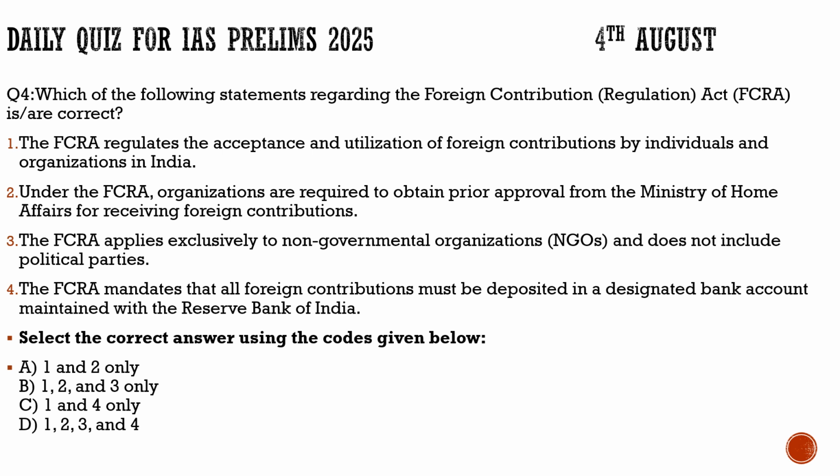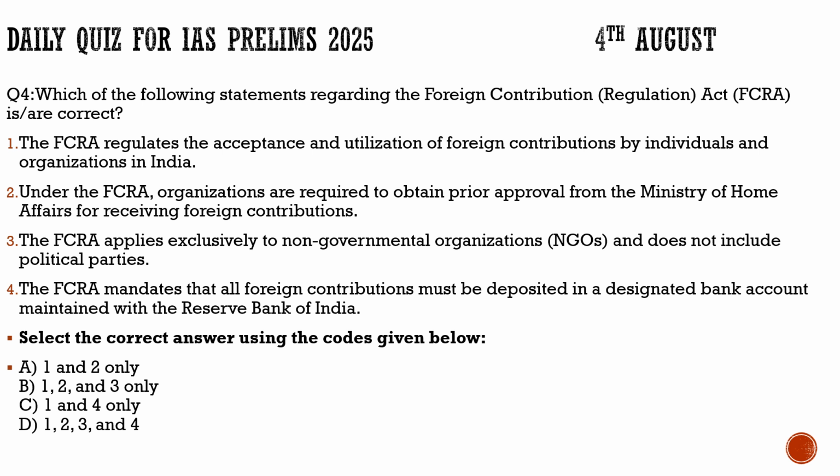Option 3, the FCRA applies exclusively to non-governmental organizations and does not include political parties. It is incorrect because it does include political parties and other organizations also. So in question number 4, statement 3 is incorrect.